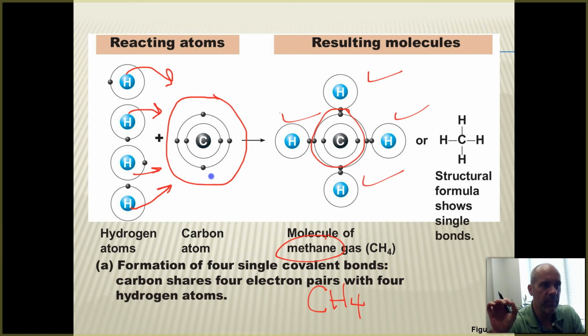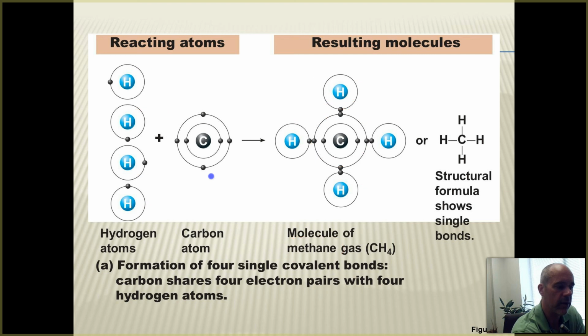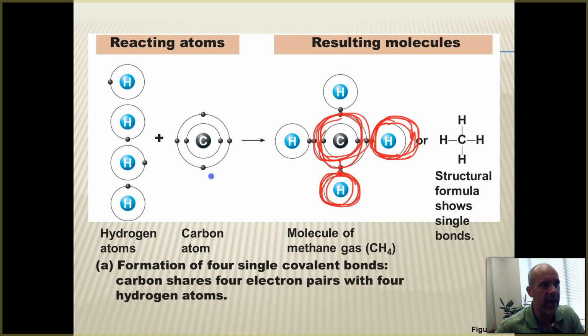And the hydrogens, each hydrogen is sharing an electron pair. 2 electrons orbit hydrogen and then also spend part of their time orbiting carbon. Okay, same deal over here. This hydrogen atom, there are 2 electrons that spend part of their time circling around hydrogen and spend part of their time orbiting carbon. Same thing with this one. 2 electrons orbit around hydrogen part of the time, and then they're over here orbiting around the carbon part of the time. That is covalent bonding.